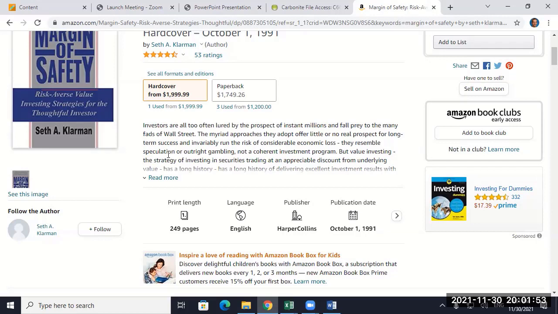No, I want the hardcover. Don't worry, if you're going to spend $2,000, you might as well get the hardcover. It's a good book. Klarman, it's pretty well.